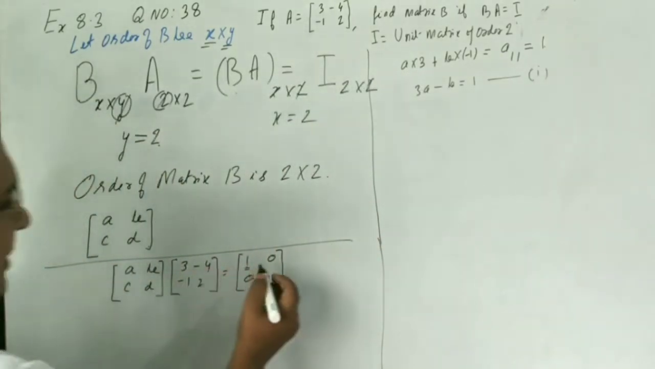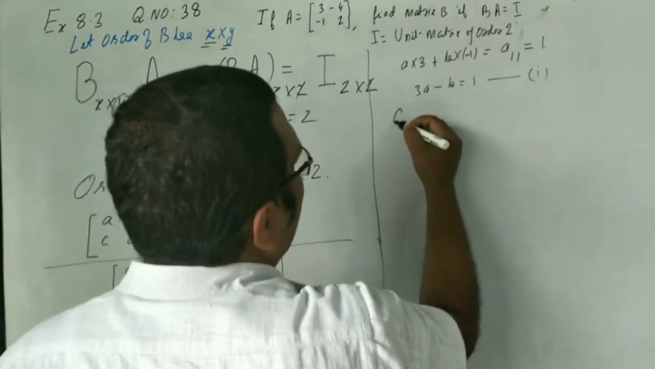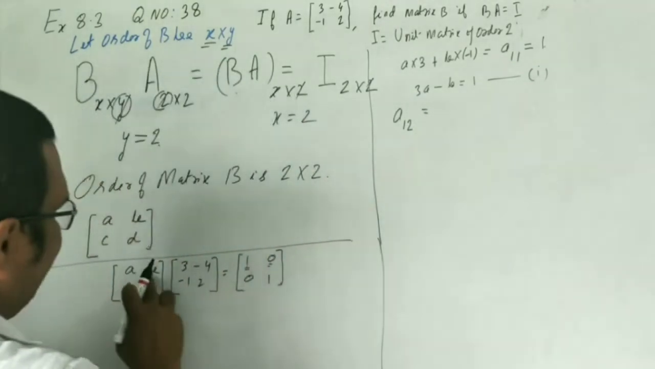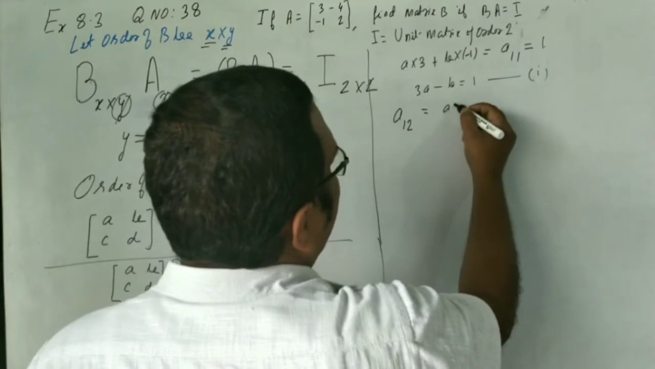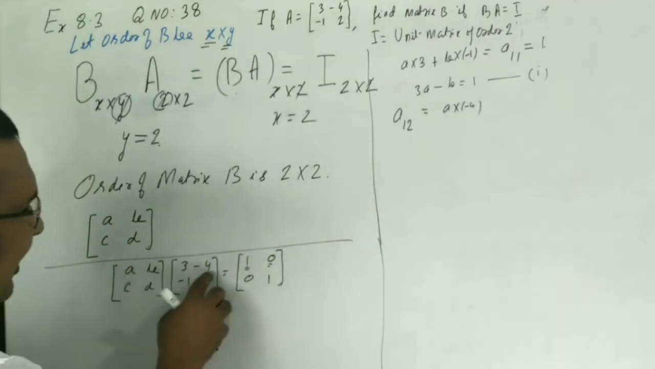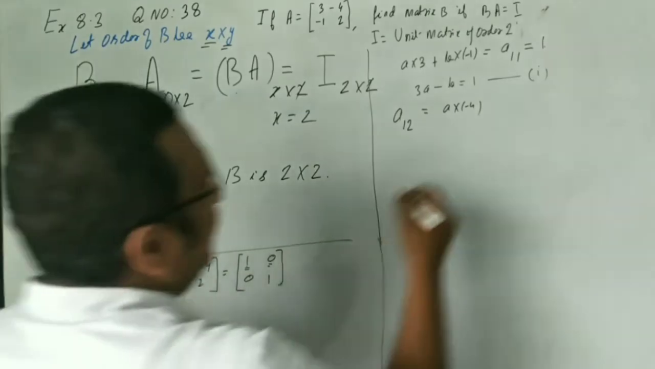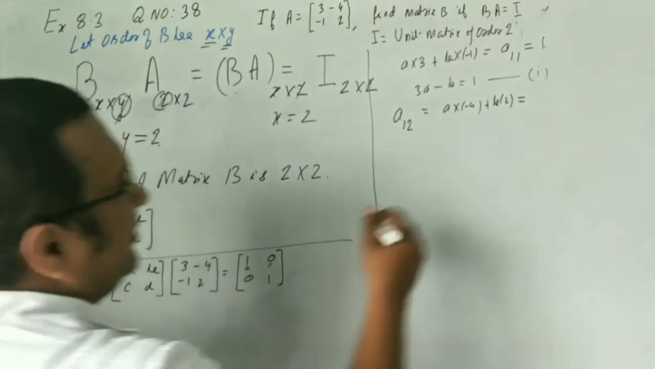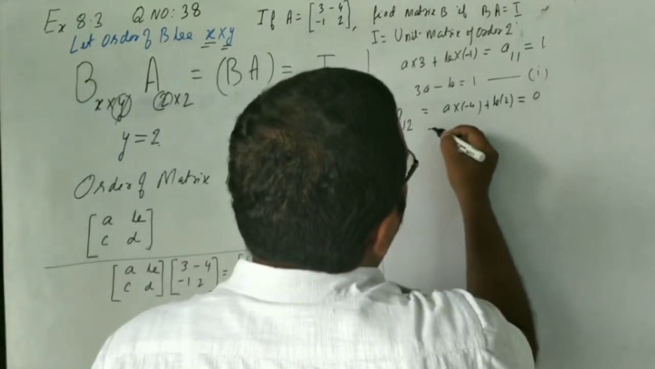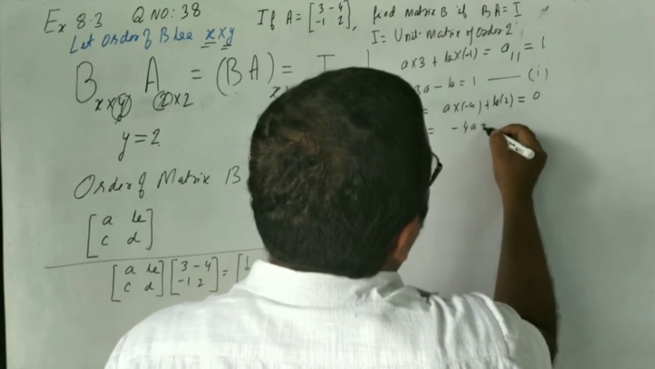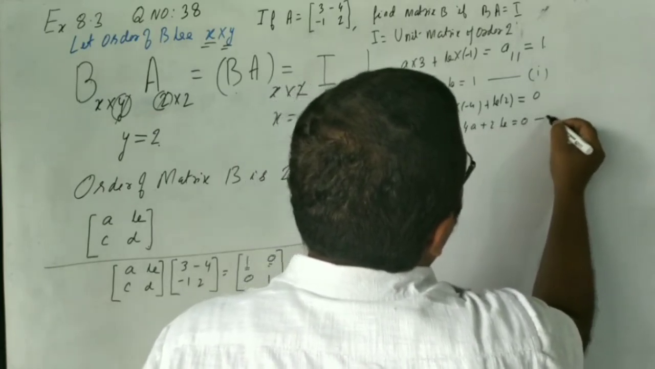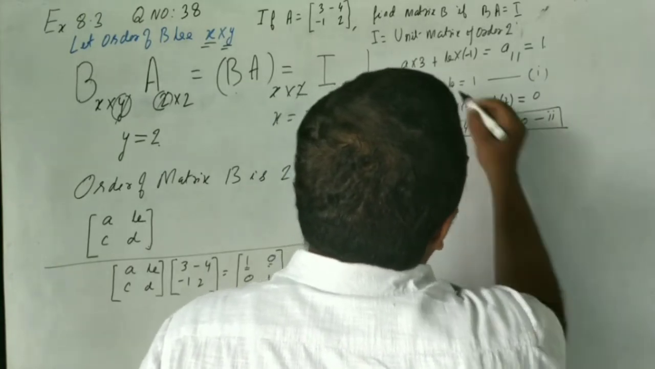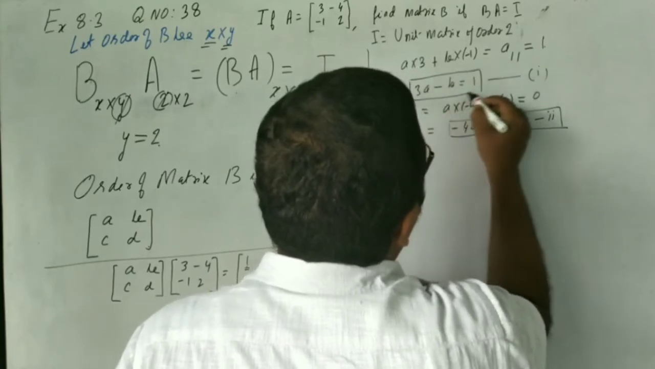Now, this is first row and second column. So a into minus 4 plus b into 2, and this is equal to 0. So the second equation is minus 4a plus 2b is equal to 0. This is the second equation. So I've got two equations in terms of a and b. I need to solve them to get a and b.